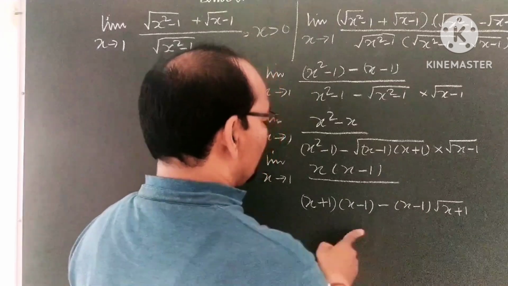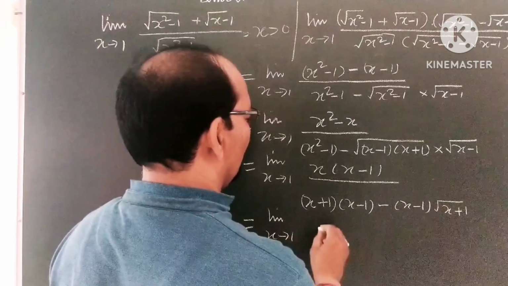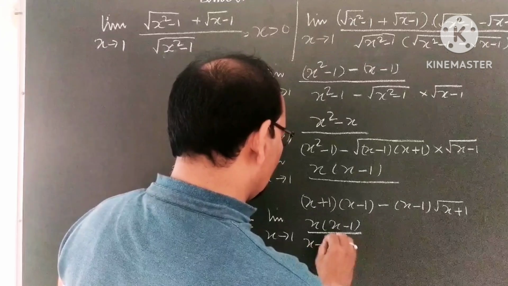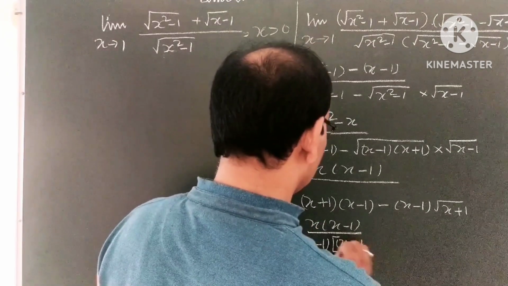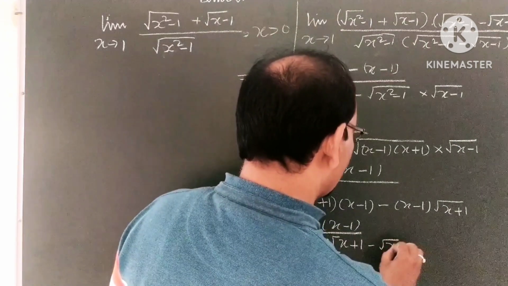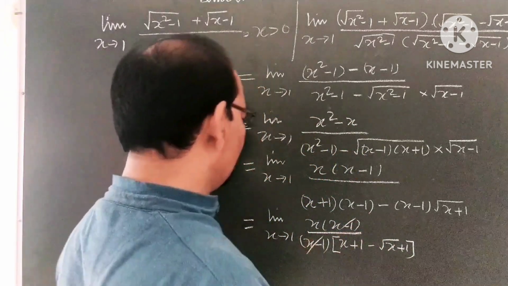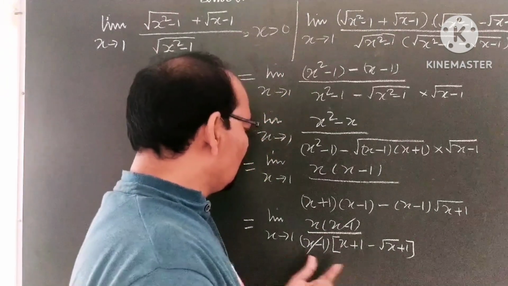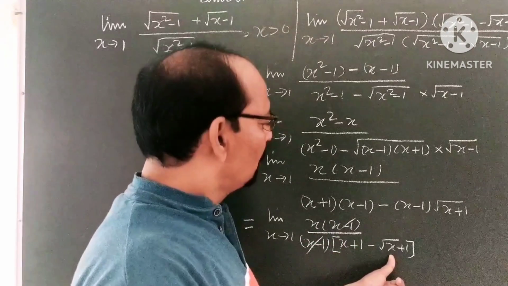Take x minus 1 common in both, there will be limit x tends to 1, x into x minus 1 upon x minus 1, and divide it, it will be x plus 1, and here will be minus root of x plus 1. This and this cancel. This is the form of x by this. If we substitute the value x tends to 1, here it will be 1 upon 1 plus 1, 2 minus root 2.